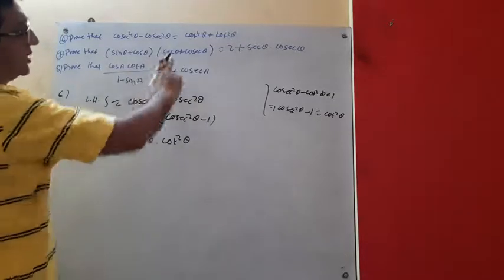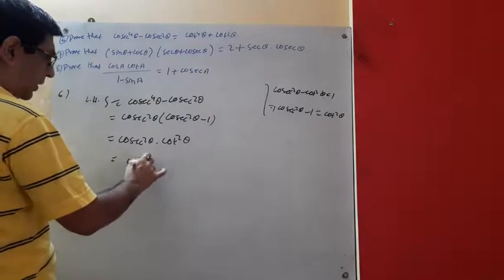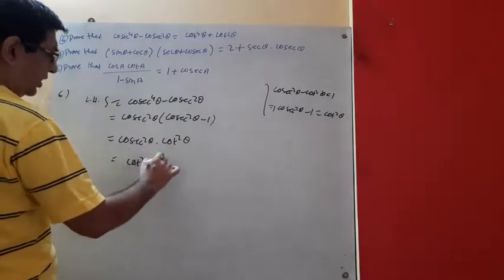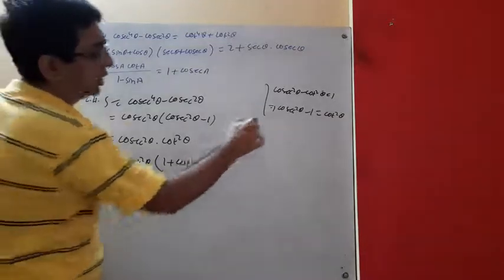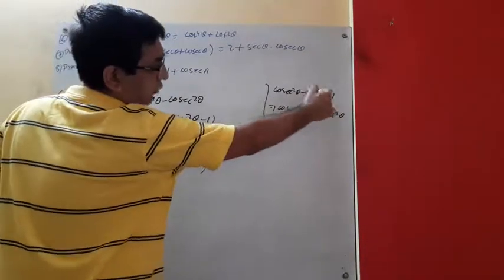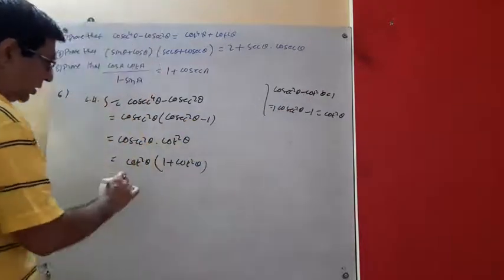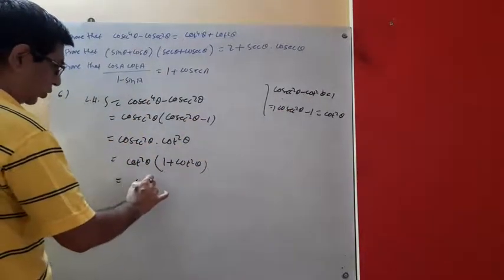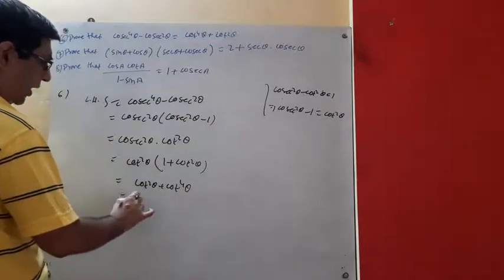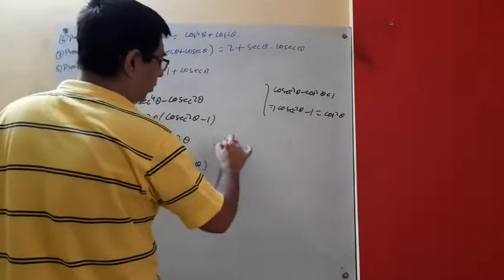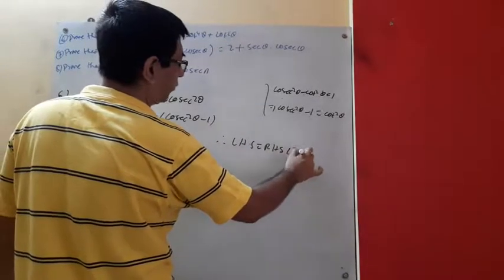But that is not the answer. The answer is cot to the power 4. Now, this cot square theta you keep constant. Now, what is cosec square theta? cosec square theta is 1 plus cot square theta. From where, sir, did you get cosec square theta? If cot square theta goes to that side, cosec square theta equals 1 plus cot square theta. Now you multiply this one: cot square theta plus cot to the power 4 theta. That is equal to the RHS, isn't it? Therefore, you can write LHS equal to RHS, proved.